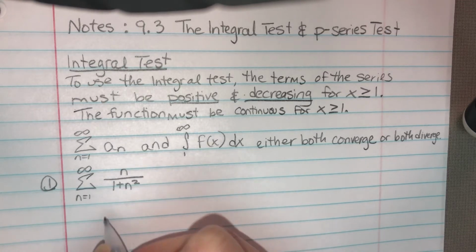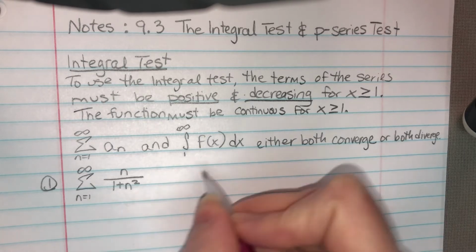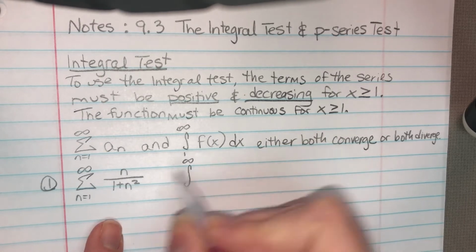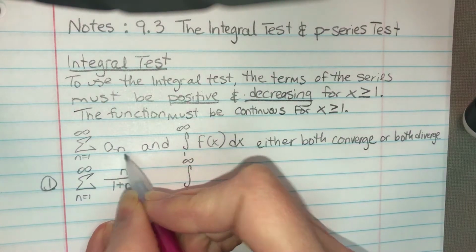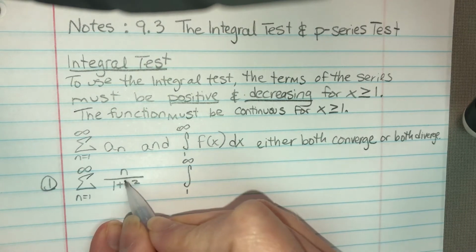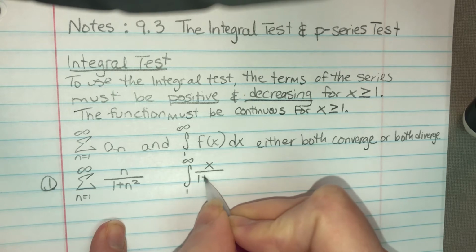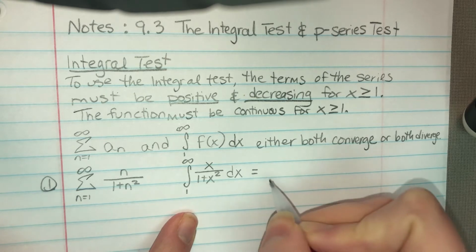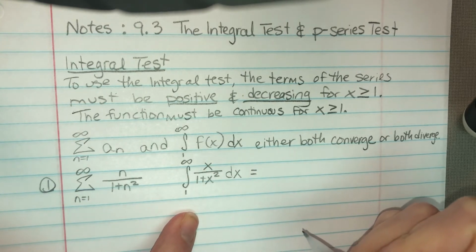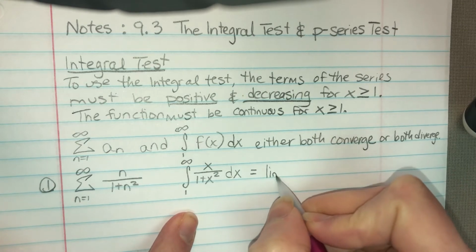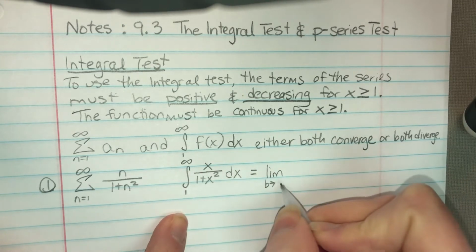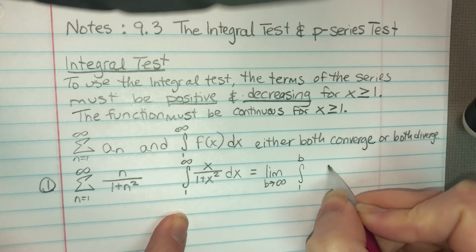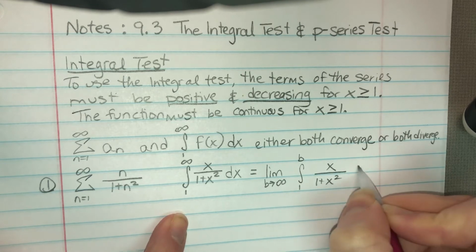So the way I do that is I'm going to switch this to an integral problem. The integral problem is going to be the integral from 1 to infinity of f of x dx. The series is in terms of the variable n, but for my function, I'm going to switch these n's to x's. So it's going to be x over 1 plus x squared dx. How do I evaluate this integral? Well, this is what's called an improper integral. So I have to calculate a limit as b approaches the problem value of infinity, and then integrate from 1 to b, x over 1 plus x squared dx.